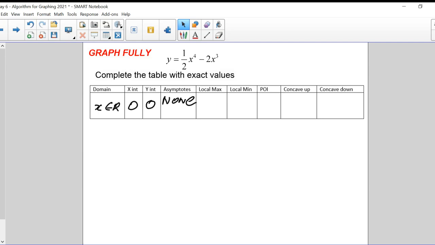Local max and local min. All right, so I'm agreeing with you so far. I haven't disagreed with anybody yet. Domain is all real numbers. X-intercept 0, y-intercept 0. No asymptotes. Local max and min. Where do we go for that? How do we figure out where these maxes or mins might be? Come on, folks, I need some involvement and some participation here. Derivative, Adam says, and he has a question sign beside it.